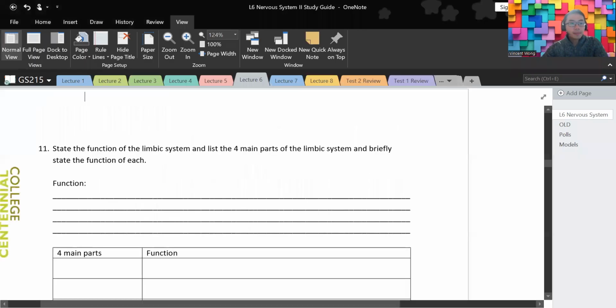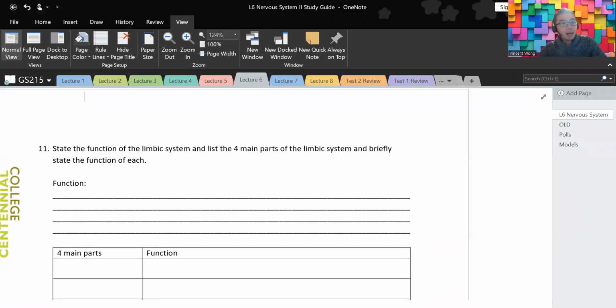Okay, let's keep going. Next question. State the function of the limbic system.